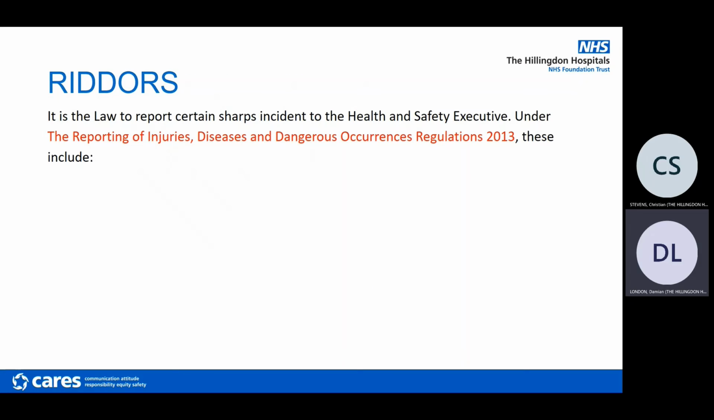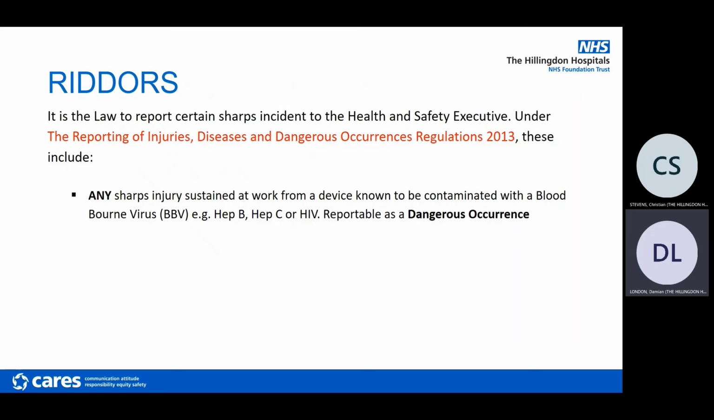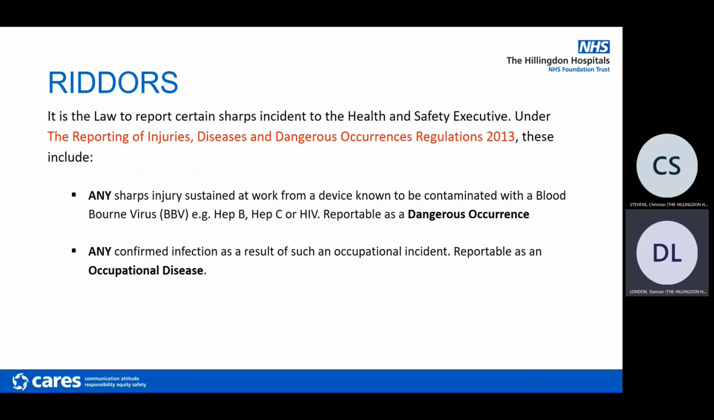In terms of RIDDORs, there are two types of incidents that need to be reported under the Reporting of Injuries, Diseases and Dangerous Occurrences Regulations to the Health and Safety Executive. The first type is any sharp injury sustained at work from a device known to be contaminated with a blood-borne virus, and this is called a dangerous occurrence. The next type is a confirmed infection as a result of such an occupational exposure, and this is called an occupational disease.